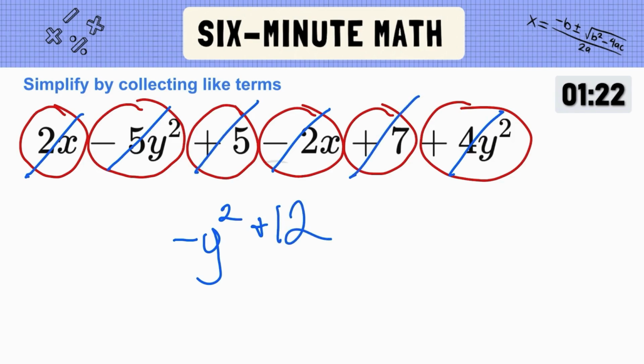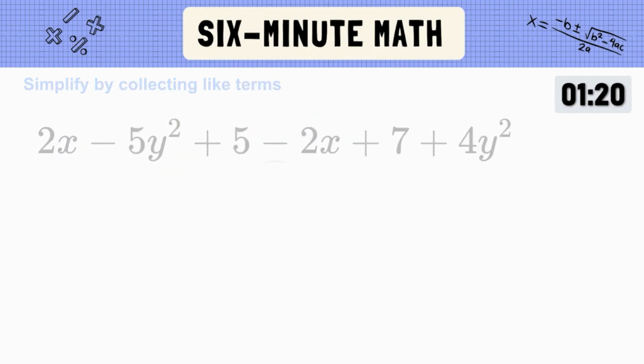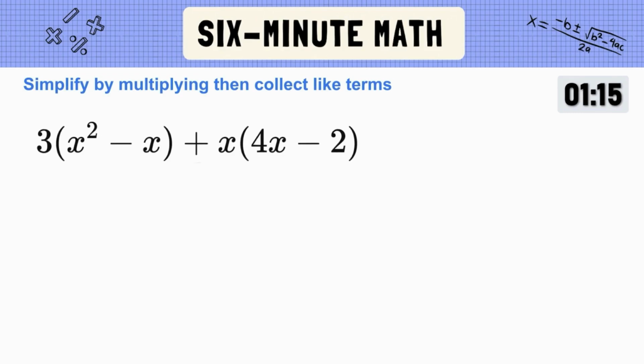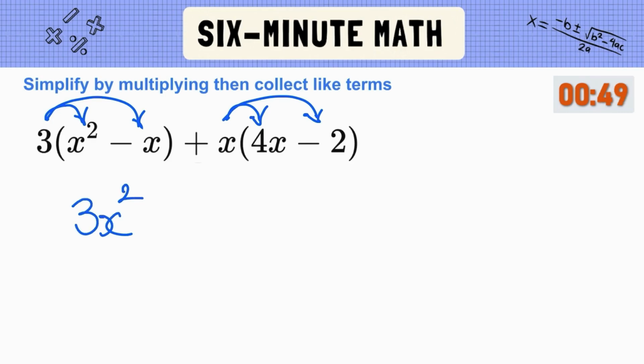One last example here. We're going to simplify by multiplying and then collecting like terms. We will need to use distributive property for this example. If you haven't seen the video on distributive property, please check out our video at 6 Minute Math to understand this example. I'm going to distribute my 3 into my brackets, and I'm going to distribute my x into the brackets. 3 times x squared is 3x squared.